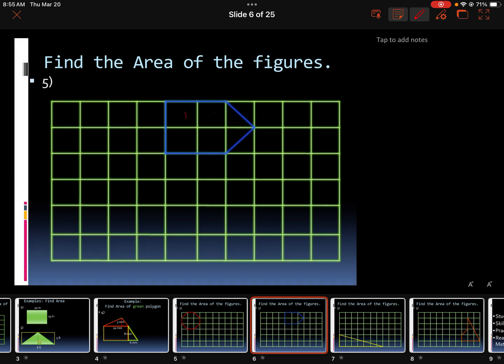Let's try another one. Let's try this blue shape. I'm going to count my full units. It looks like I have 4 of them. And I'm going to count my half units. I got 2. Okay, well, 2 halves make a whole, so that gives me 5 total square units.